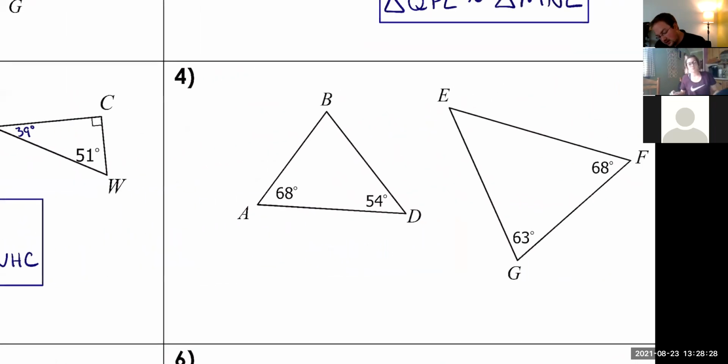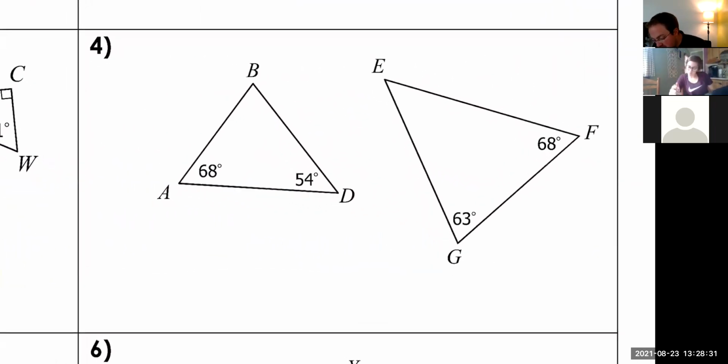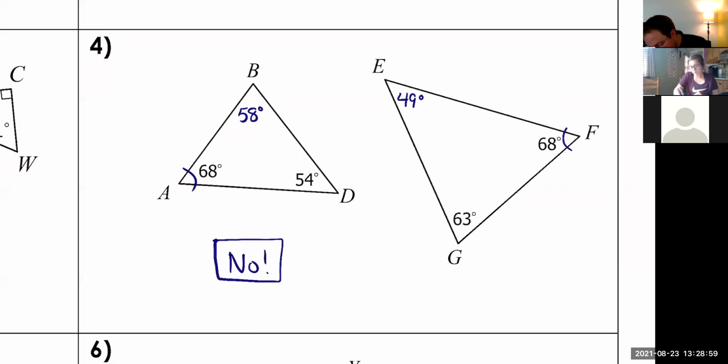Keeping the ball rolling here. Again, if you were to do the math, crunch the numbers here, find those missing angles, it's very tempting right now because angle A and angle F are congruent. But when you crunch the numbers, angle B turns out to be 58 degrees. Angle E turns out to be 49 degrees. And unfortunately, do I have a second set of congruent angles? No. So 1 is not enough. The absolute minimum is 2.